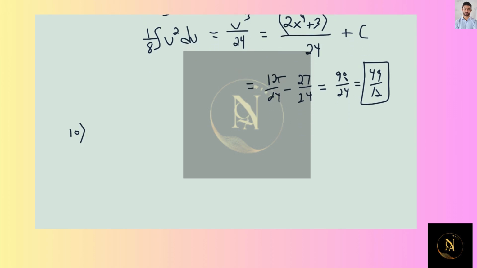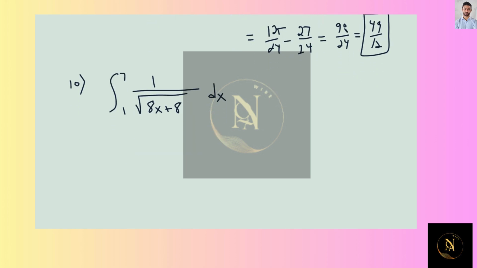Number 10, we want the definite integral from 1 to 7 of 1 over the square root of 8x plus 8 dx. Let's substitute 8x plus 8 for u, and then du/dx would be equal to 8, and so dx would be 1/8 du.